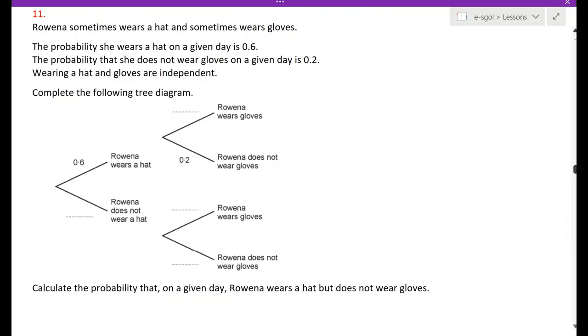And then at the bottom it says, calculate the probability that on a given day, Rowena wears a hat but does not wear gloves. So I'm going to give you 30 seconds to try that now. And if you need a bit longer, you can always pause the video.